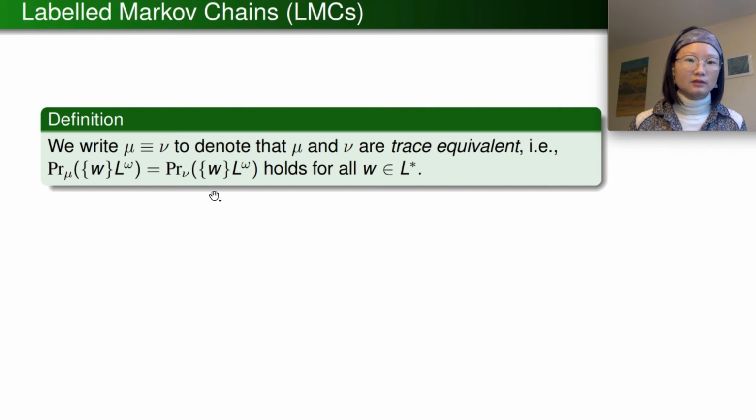We consider two natural notions of equivalence for LMCs. One is trace equivalence. Two probability distributions mu and nu are trace equivalent if and only if, for all finite traces W, the probabilities assigned to the event, all infinite sequences of labels with prefix W, are the same for mu and nu.